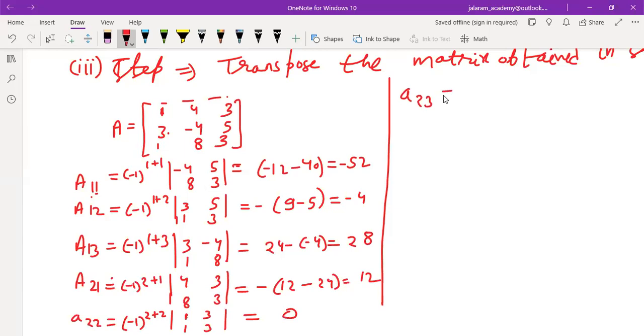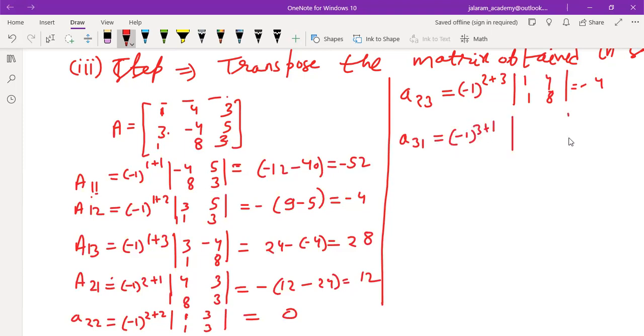Then cofactor 2 3, which will be obtained by multiplying minus 1 to the power 2 plus 3 into the determinant obtained by deleting second row, third column. That is 1 4, 1 8. Second row, third column, 1 4, 1 8. So it is minus 8 minus 4. It will be 4.